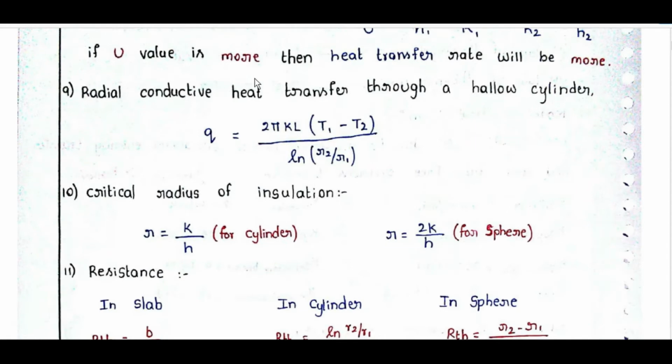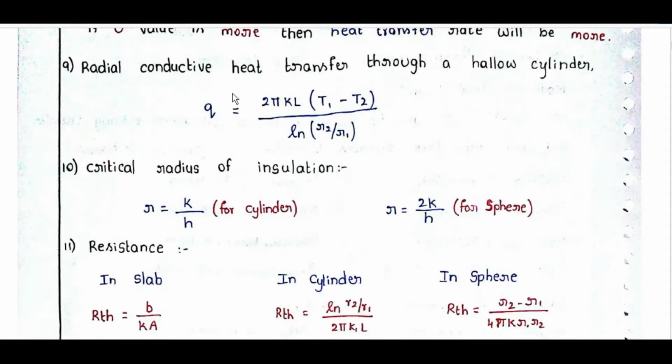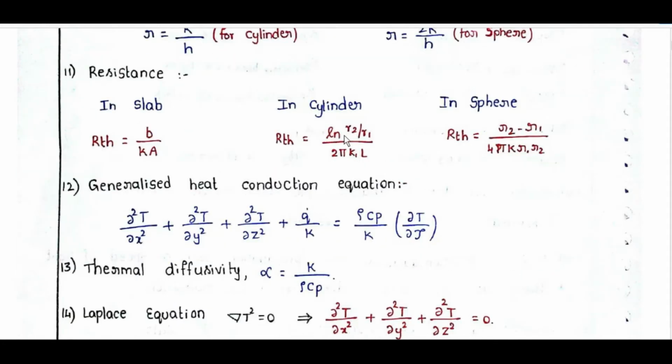If U value is more, then heat transfer rate will be more. Radial conductive heat transfer through a hollow cylinder, Q is equal to 2 pi KL (T1 minus T2) by ln of r2 by r1. Critical radius of insulation, r is equal to K by h for cylinder, r is equal to 2K by h for sphere.